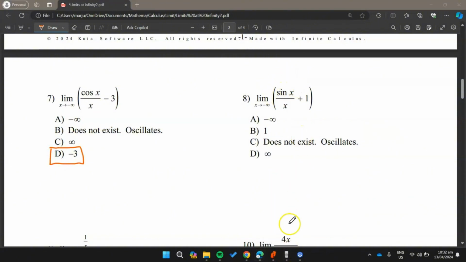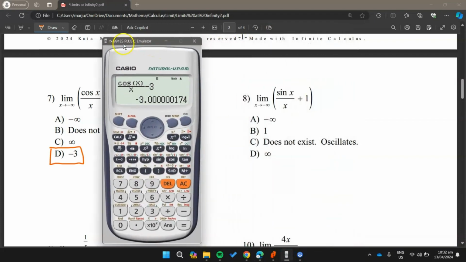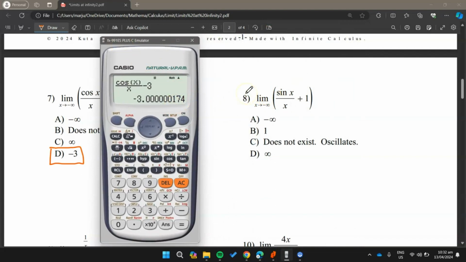So, let's try to make use again of the calculator for us to see what will happen if we are approaching towards negative infinity, sine x over x plus 1. So, let me just change this one into a sine x. So, sine of x. Alright. And then again, calculate. We'll do negative 1000. We are again approaching, no, it's plus 1, sorry. That should be plus 1.